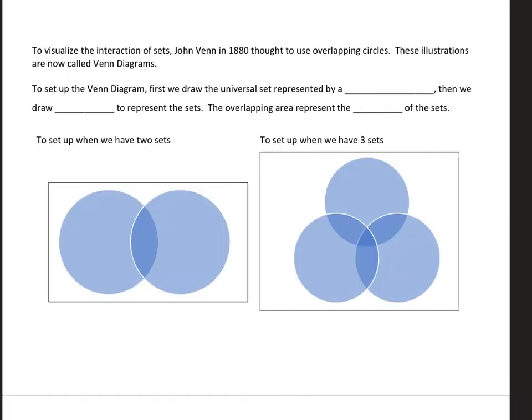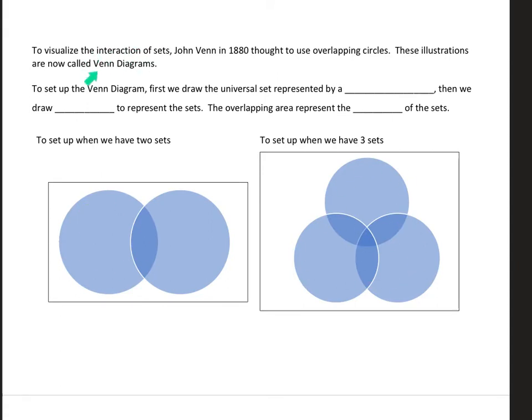All right, next topic is to represent those sets in a more visual way. So if you're a visual learner, maybe this will help. To visualize the intersection of sets, John Venn in 1880 thought to use overlapping circles. You've probably seen it in some memes and stuff. This illustration is now called a Venn diagram.